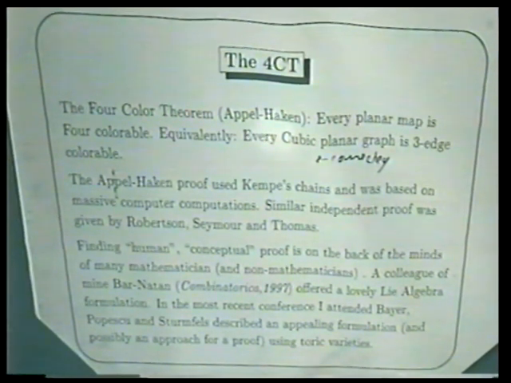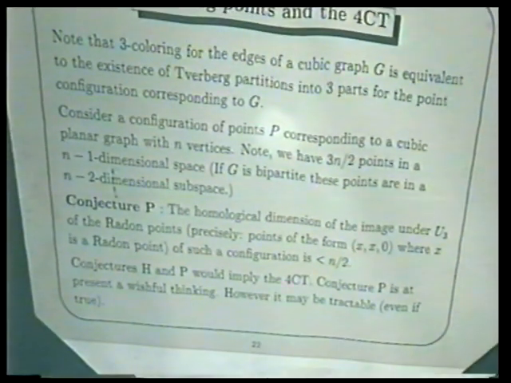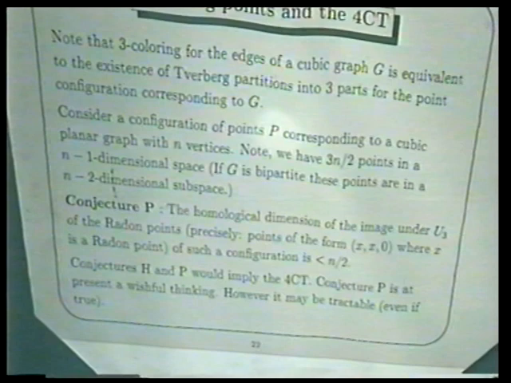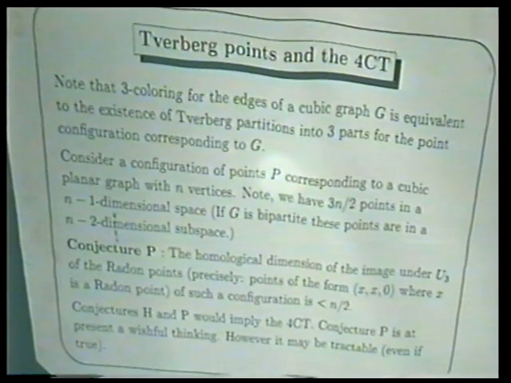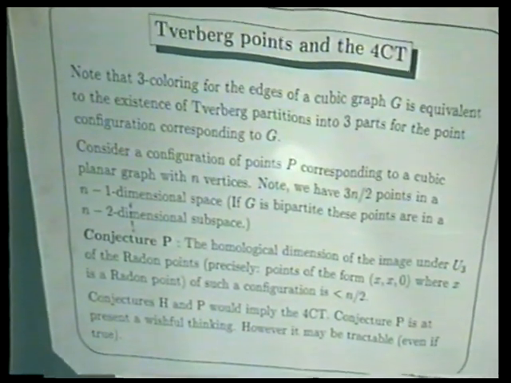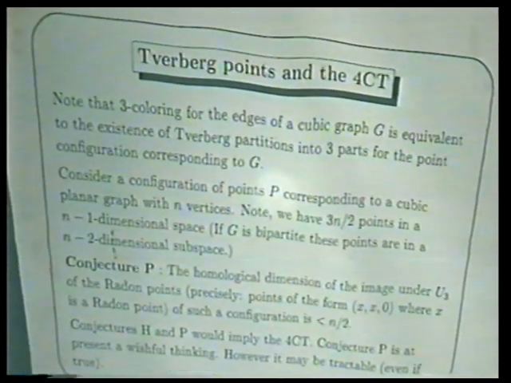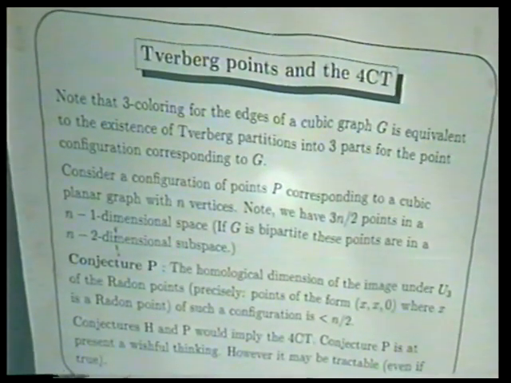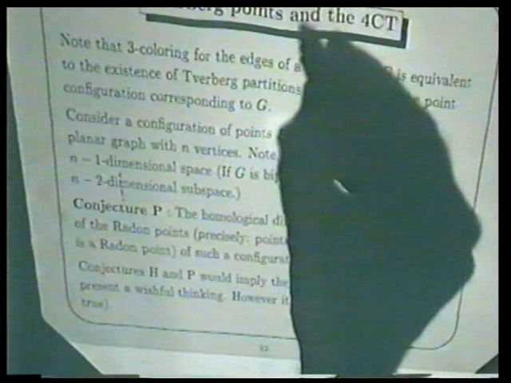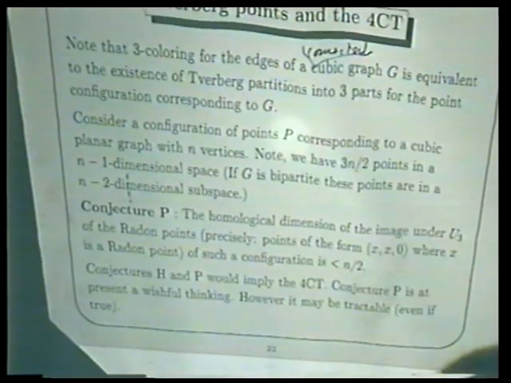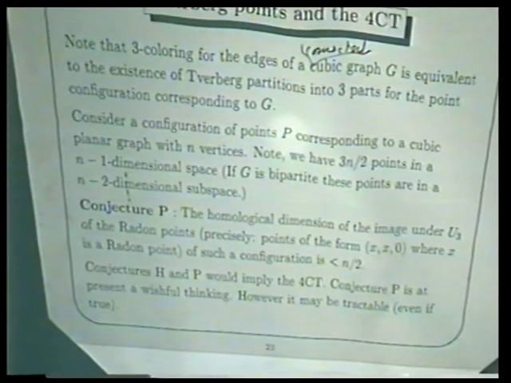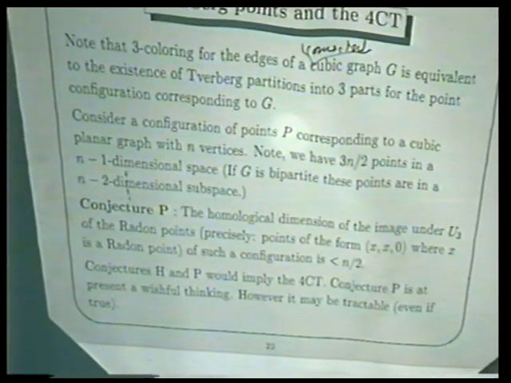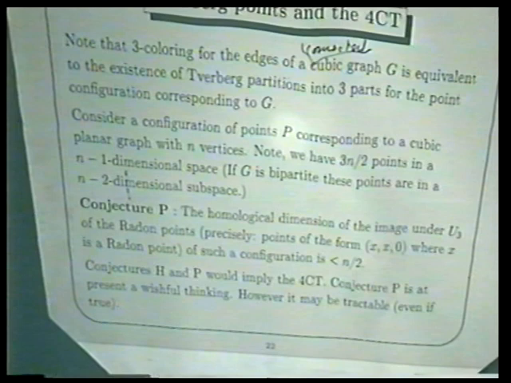And now, let me jump to the possible relation between Tverberg points and the 4-color theorem. Note that a 3-coloring of the edges of a cubic graph, I should say connected cubic graph, is equivalent to the existence of a Tverberg partition for the configuration of points which corresponds to the graph.